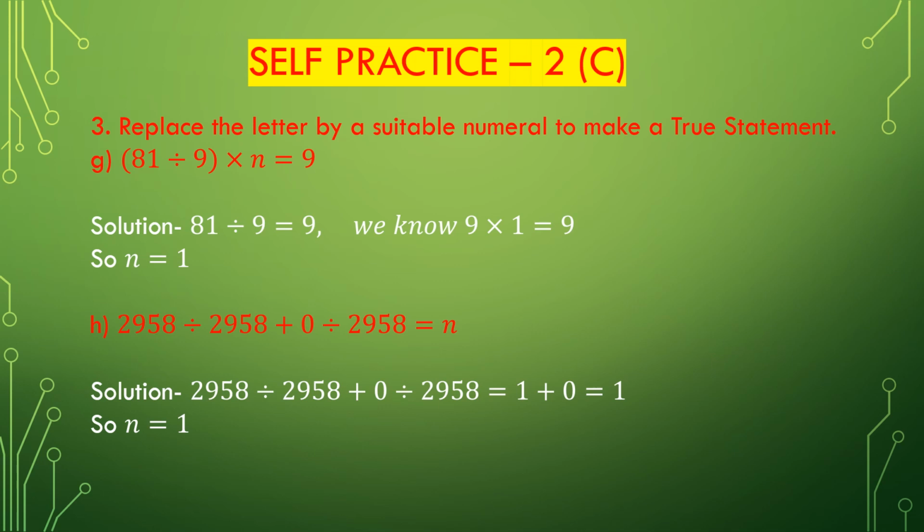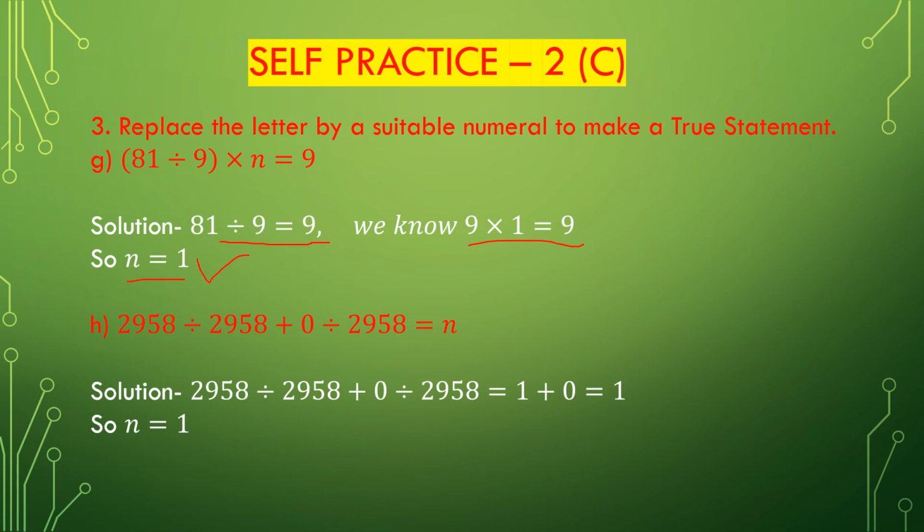Now part g: (81 divided by 9) multiplied with n equal to 9. We first evaluate the expression inside the parenthesis, that is 81 divided by 9. 81 divided by 9 is 9. We know 9 multiplied with 9 is 81. Then 9 multiplied with which whole number we get 9? 9 multiplied with 1 we get 9. So here n will be replaced by 1. N equal to 1.